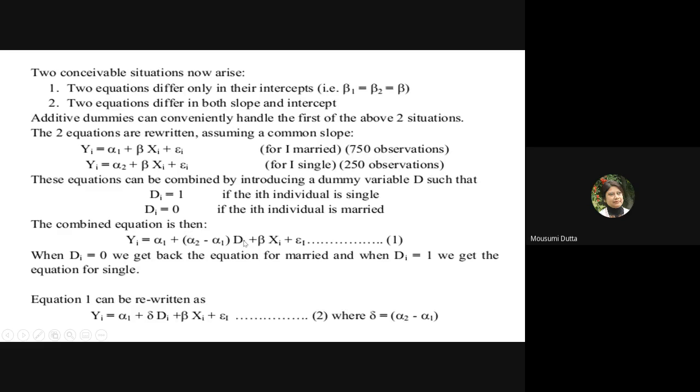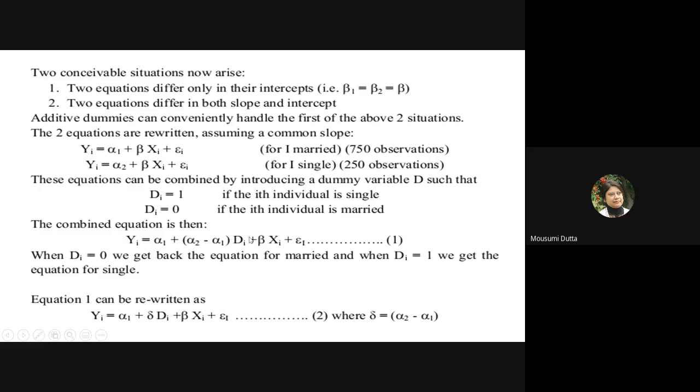Di is equal to 0 for the married individual. So the married individual is the reference category for which the original intercept is the intercept. For the rest of the groups, it will come as the difference of the intercept from the reference category. So this format, alpha 2 minus alpha 1.